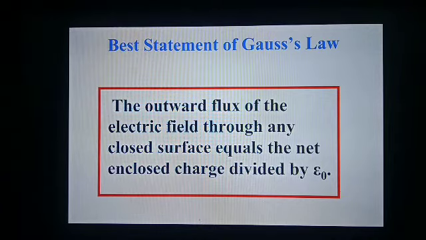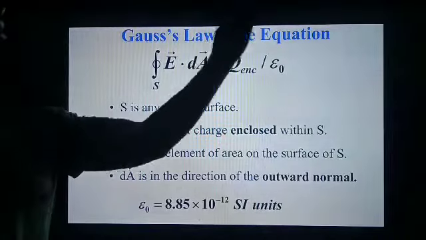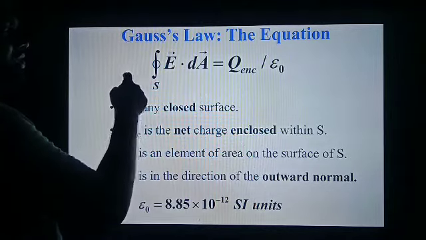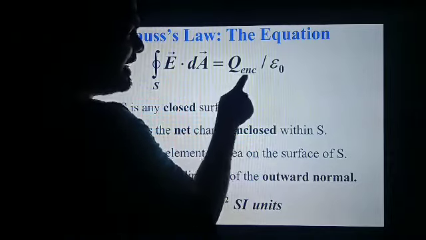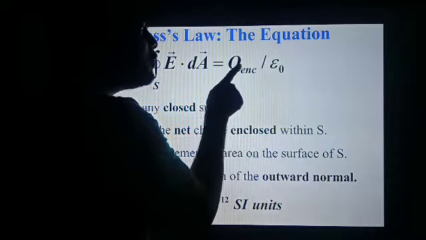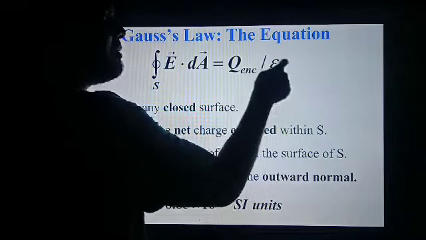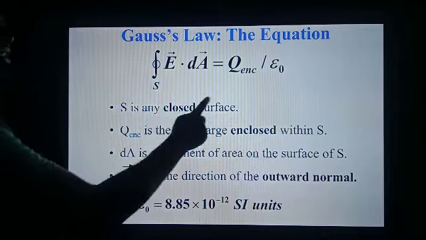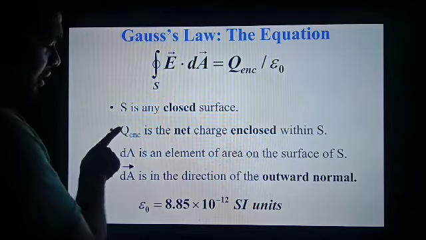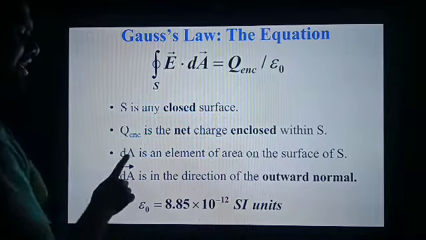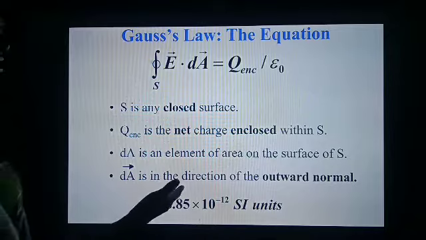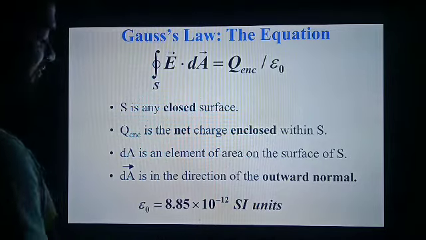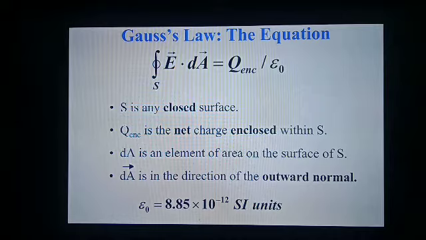Let's see its expression. Gauss law: phi is equal to the surface integration of E dA, which is equal to Q net, or Q enclosed. You have to write Q net, meaning net charge, divided by epsilon naught. S is the Gaussian surface. Q enclosed means net charge enclosed. dA is an element of area. Vector dA is in the direction of the outward normal. And the value of epsilon naught is 8.85 into 10 to the power minus 12 in SI units.